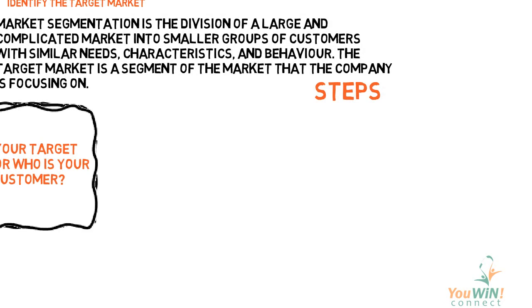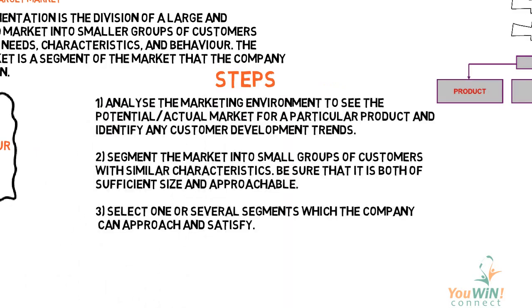So these are some steps which you should take in positioning. Number one, analyze the market environment to see the potential or actual market for a particular product and identify any customer development trends. Two, segment the market into smaller groups of customers with similar characteristics. Be sure that it is both of sufficient size and approachable. Thirdly, select one or several segments which the company can approach and satisfy properly.